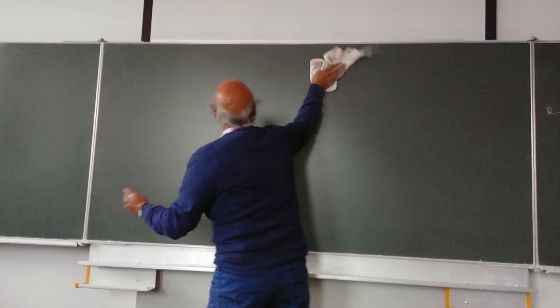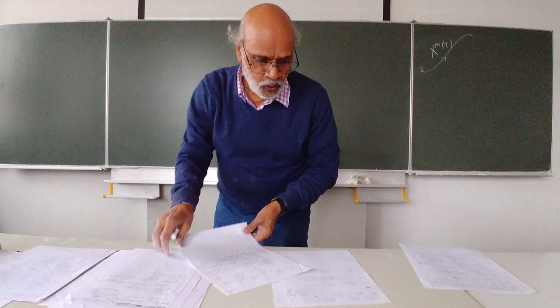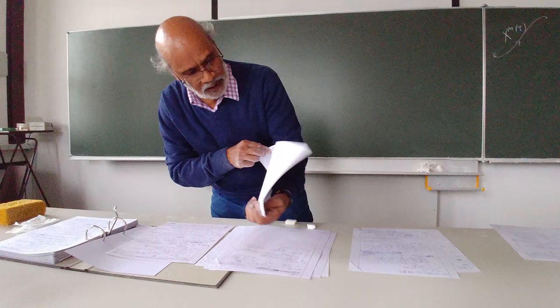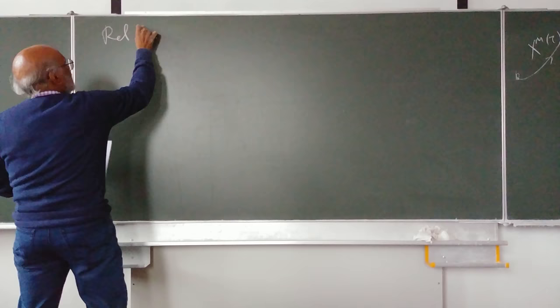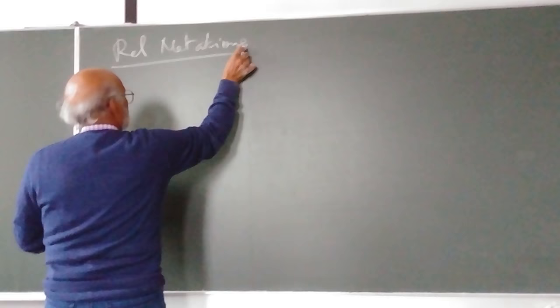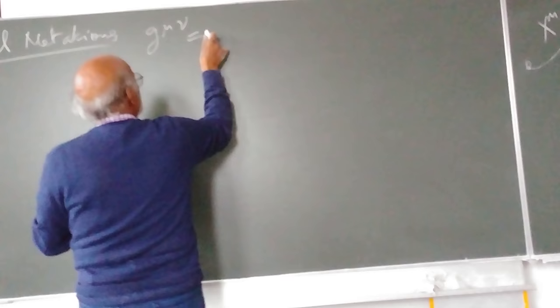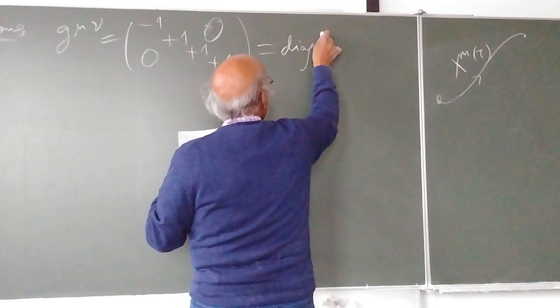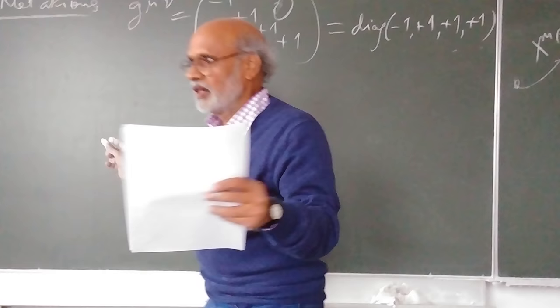Okay, so now we go to the so-called covariant description, and let me introduce the notations that we are going to work with. So covariant notations or relativistic notations, for ourselves. So we prefer to work with the matrix g mu nu equal to minus 1, plus 1, plus 1, plus 1, or minus 1, plus 1, plus 1. Okay, fine.